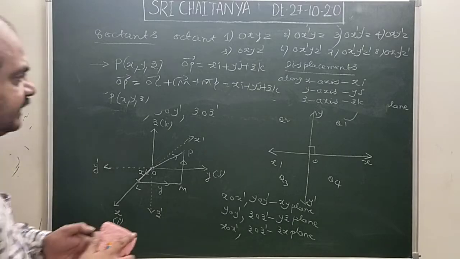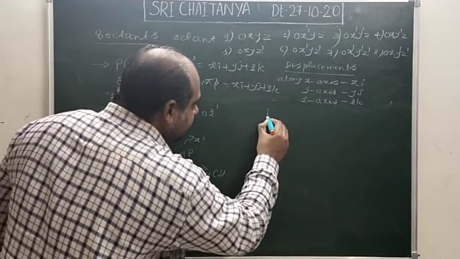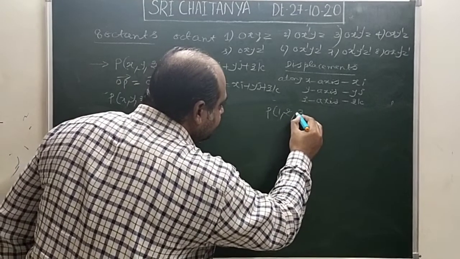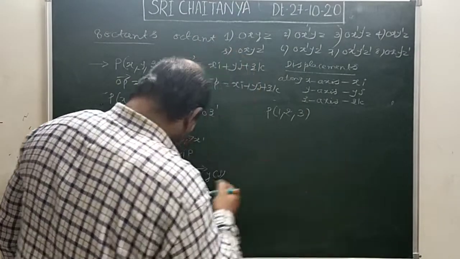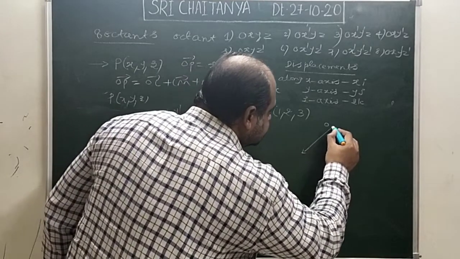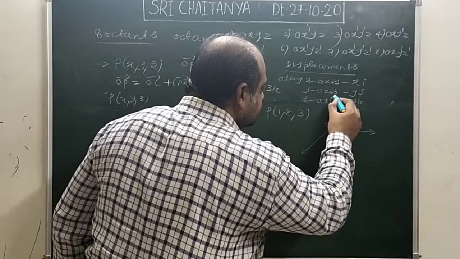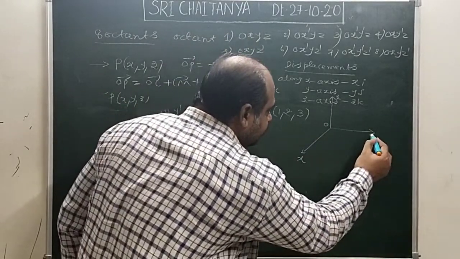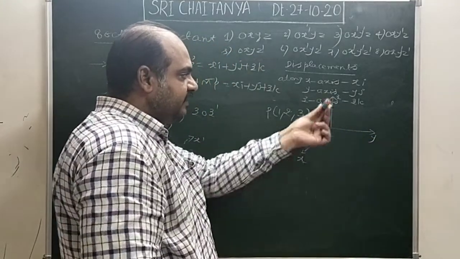Suppose we want to mark in the octants. Look at how to mark in the octants. Suppose P(1, 2, 3) is there: x positive, y positive, z positive. So in this diagram, write the positive x-axis like this, the positive y-axis like this, and the positive z-axis like this, right? Actually, in this octant, OX is this, OY is this, OZ will be like this, towards your face, that I have represented.